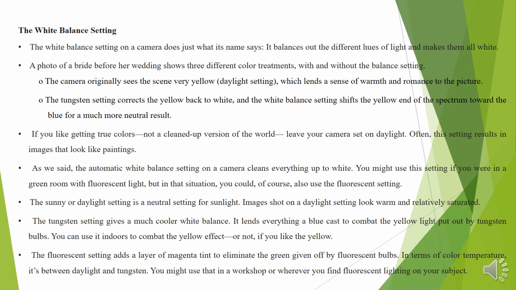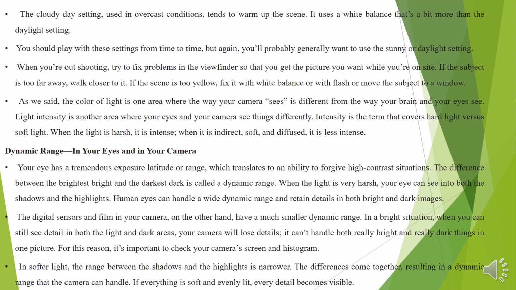In terms of color temperature, it's between daylight and tungsten. You might use that in a workshop or wherever you find fluorescent lighting on your subject. Next is the cloudy day setting, used in overcast conditions, which tends to warm up the scene. It uses a white balance that's a bit more than the daylight setting. You should play with these settings from time to time, but again, you will probably generally want to use the sunny or daylight setting.